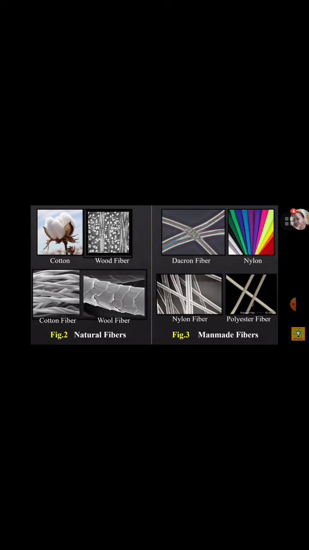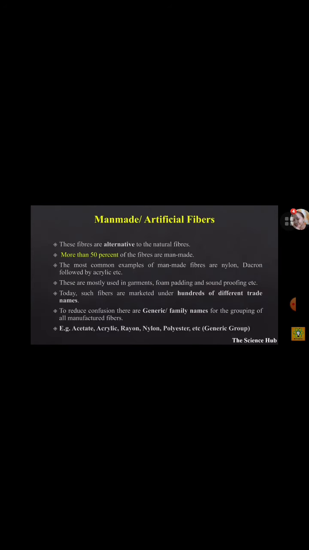Natural fibers include cotton, wood fiber, cotton fiber and wool fiber. Then man-made fibers are shown, that is dacron, nylon, nylon fiber, polyester fiber. Then we will look at man-made fibers. They are also called artificial fibers. These fibers are alternatives to the natural fibers.